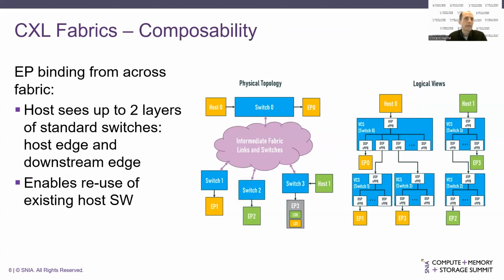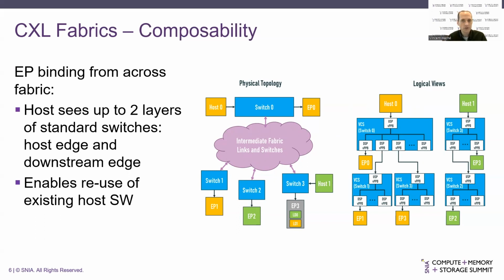So here's how CXL fabrics address the composability type use case. They enable endpoint binding from across a fabric. We've got two pictures on the right: a physical topology, and then the logical view from the host. If we look in the center, we can have any manner of interconnect.